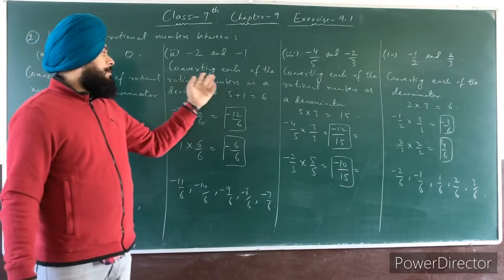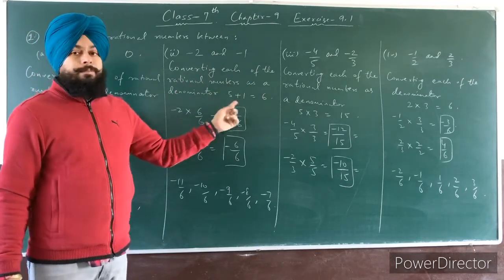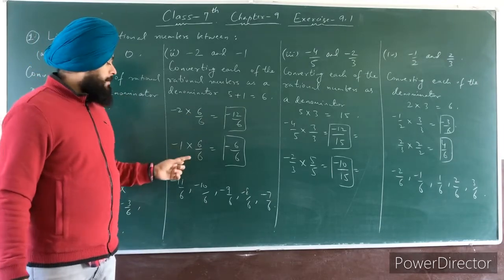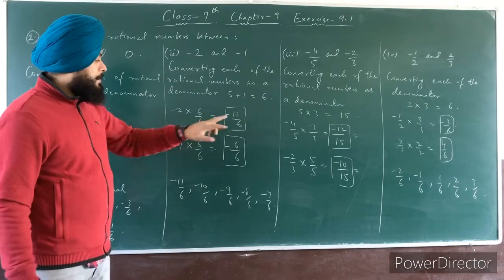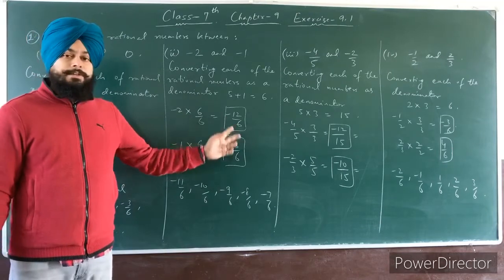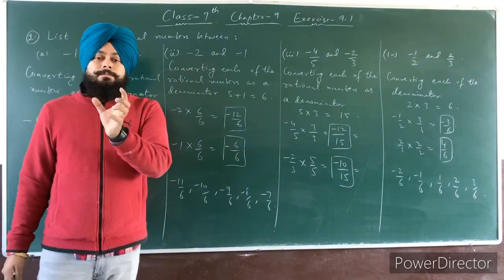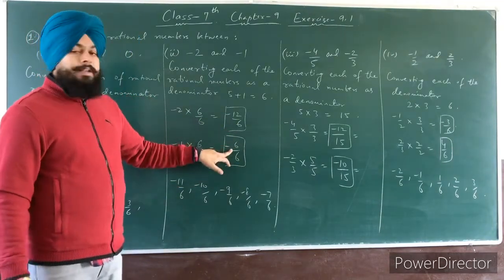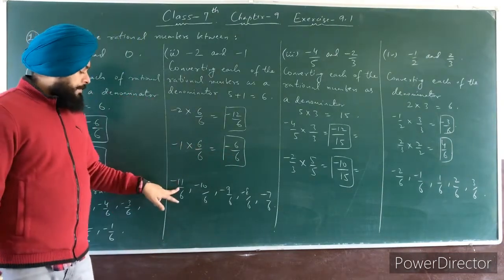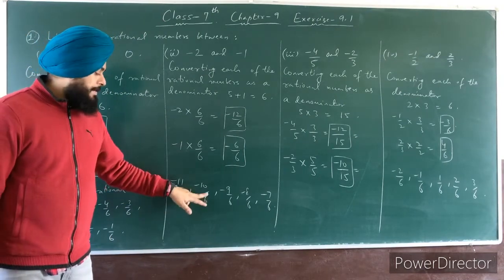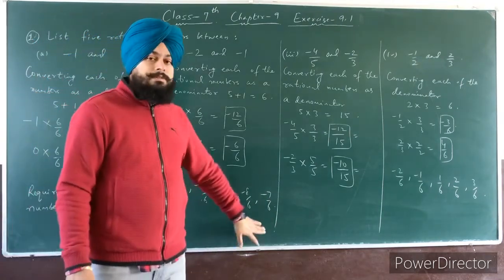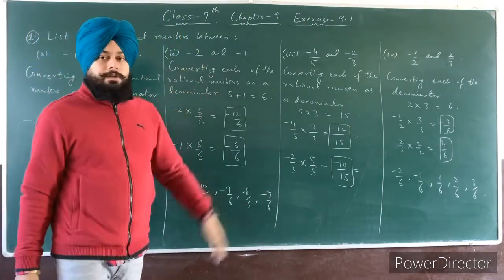Again the same step, converting each of the rational numbers to a denominator of 5 plus 1, which is equal to 6. So -2 is multiplied and divided by 6, and -1 is also multiplied and divided by 6. So it is -12 by 6 and the second is -6 by 6. Now they both are like fractions. Now we have to check how many numbers lie between -12 and -6. So -7, -8, -9, -10, -11. Alright. So the fractions are -11 by 6, -10 by 6, -9 by 6, -8 by 6, -7 by 6. So these are the 5 rational numbers lying between -2 and -1.